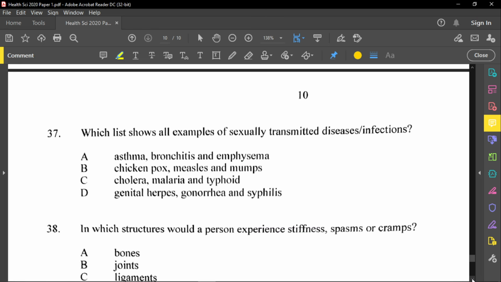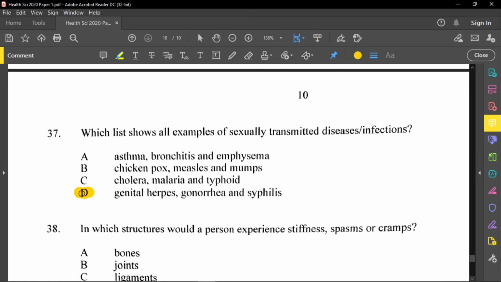Let's jump to question 37, and we are almost there. It says, which list shows all examples of sexually transmitted diseases or infections? Asthma is not sexually transmitted, bronchitis is not, and emphysema is not. They all affect the lungs or the respiratory system, so they are respiratory diseases. Chickenpox, measles, and mumps are not STDs. Cholera, malaria, and typhoid are not STDs either, but genital herpes, gonorrhea, and syphilis are. So option D will be our correct answer.